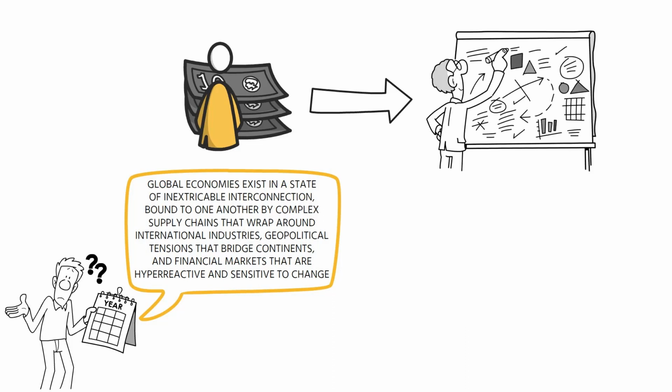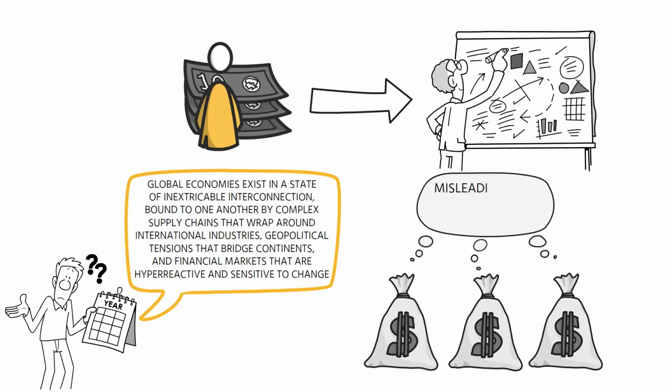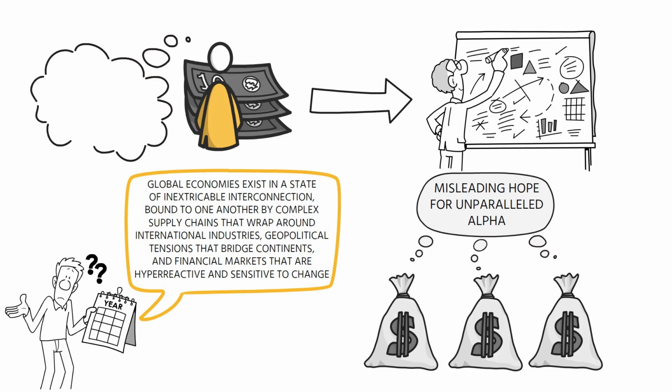Financial webs span trillion-dollar industries, and historical datasets reach back decades, if not centuries, offering misleading hope for unparalleled alpha, if only the right strategy can be found. And amid this, we must now prepare for an unprecedented scale of radical uncertainty.